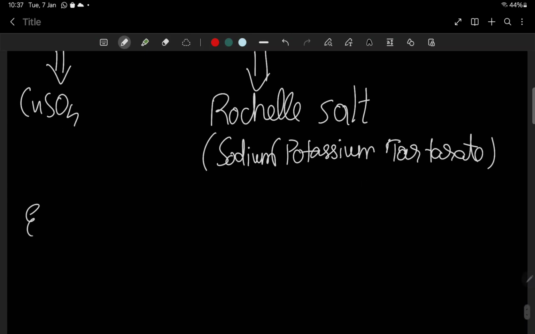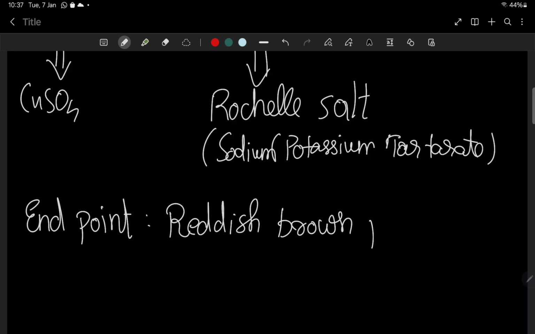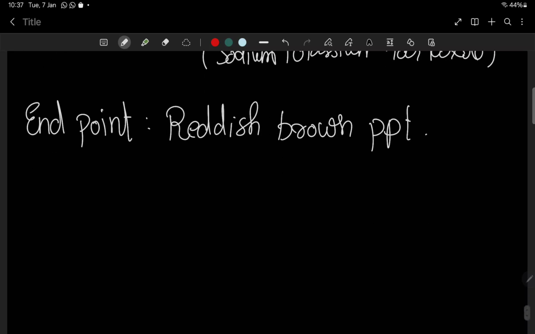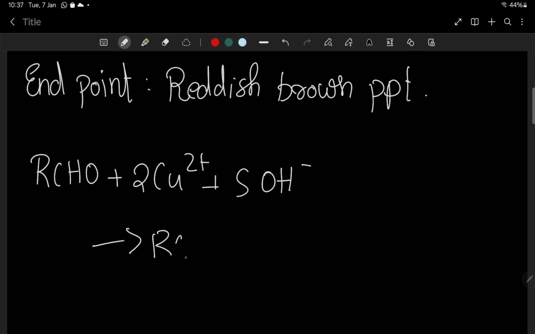What is the end point? It is a reddish brown precipitate. Now the reaction: we have the aliphatic aldehyde, 2Cu2+ that is Fehling solution, 5OH minus. We have the corresponding acid plus Cu2O. To get the acid, you should hydrolyze this.